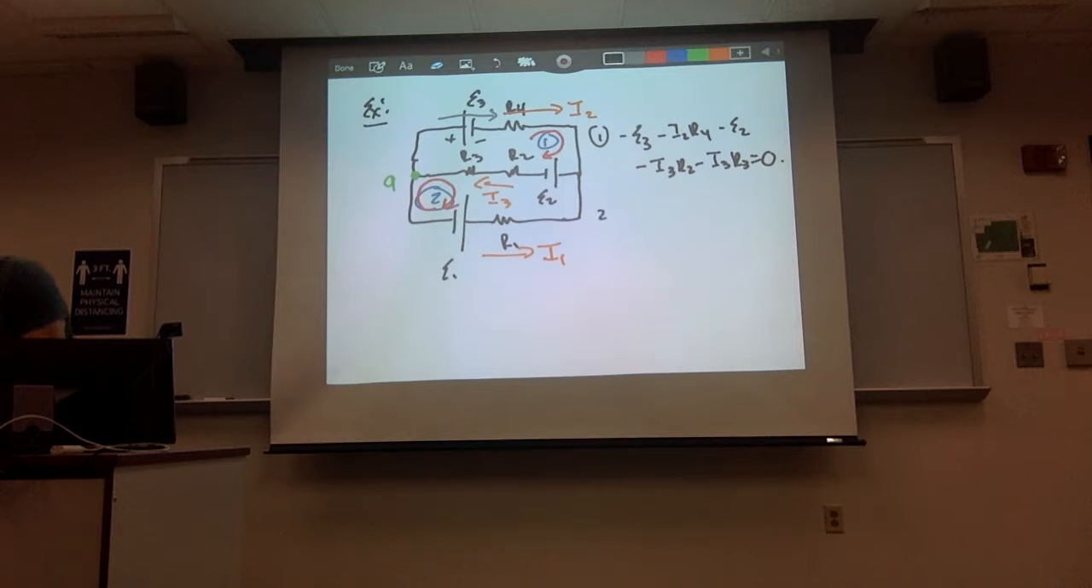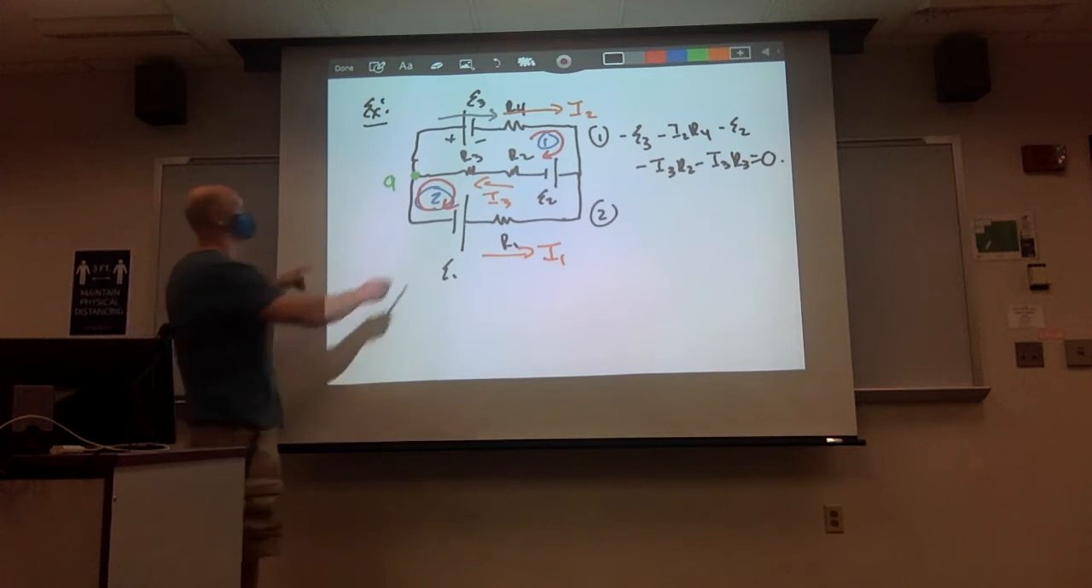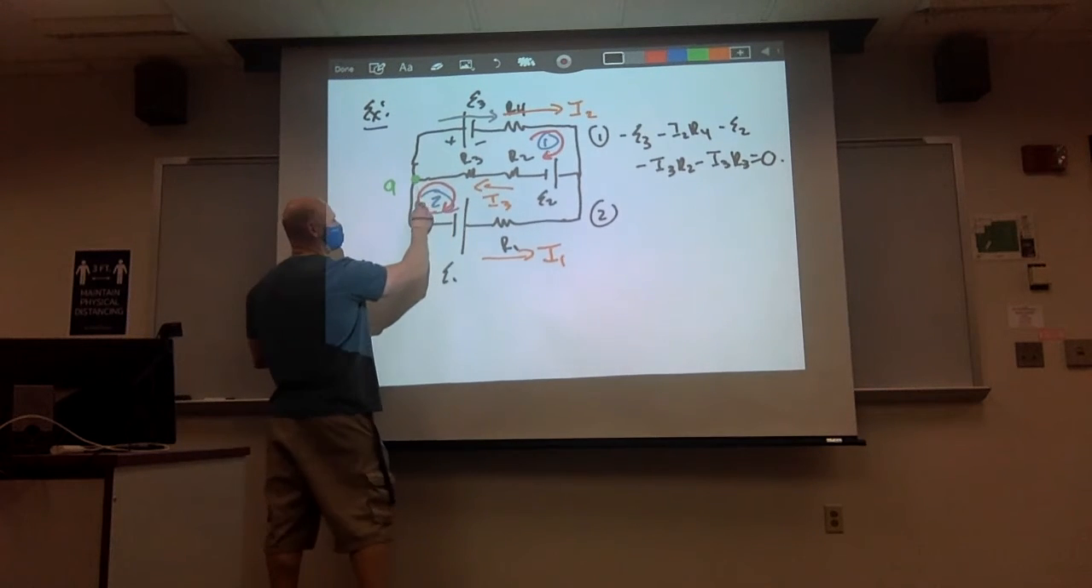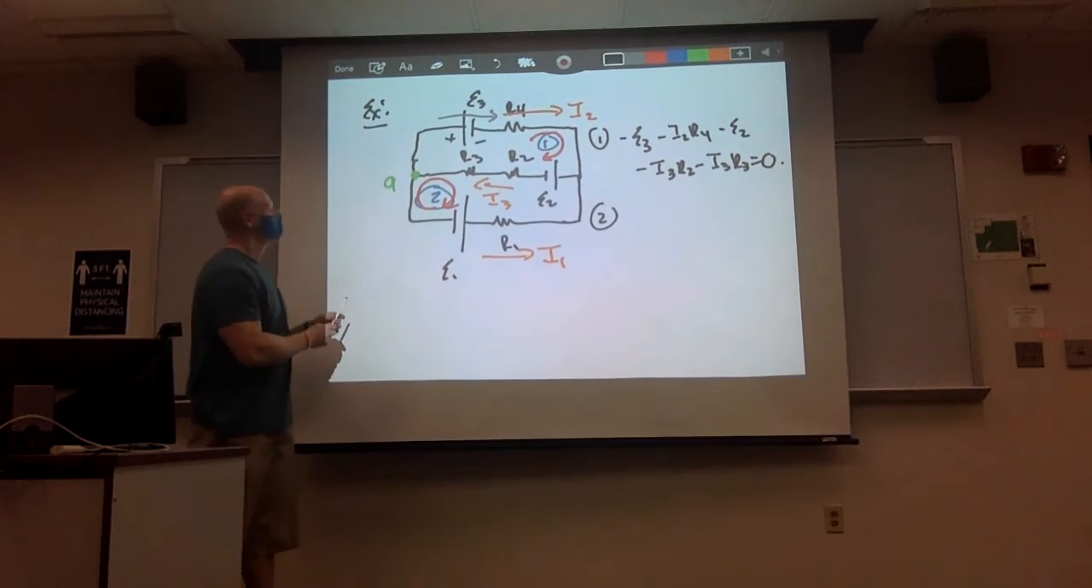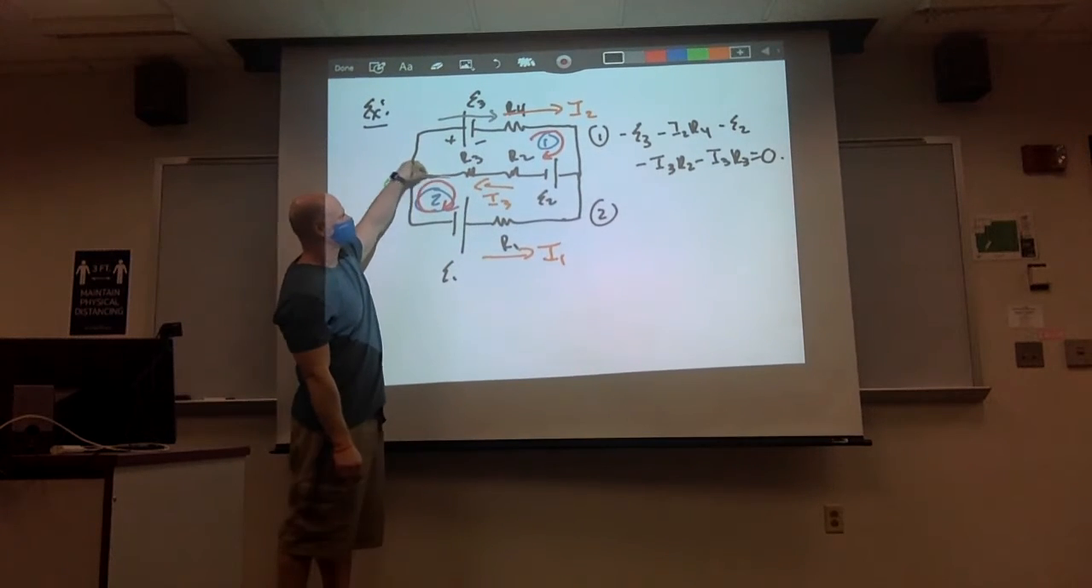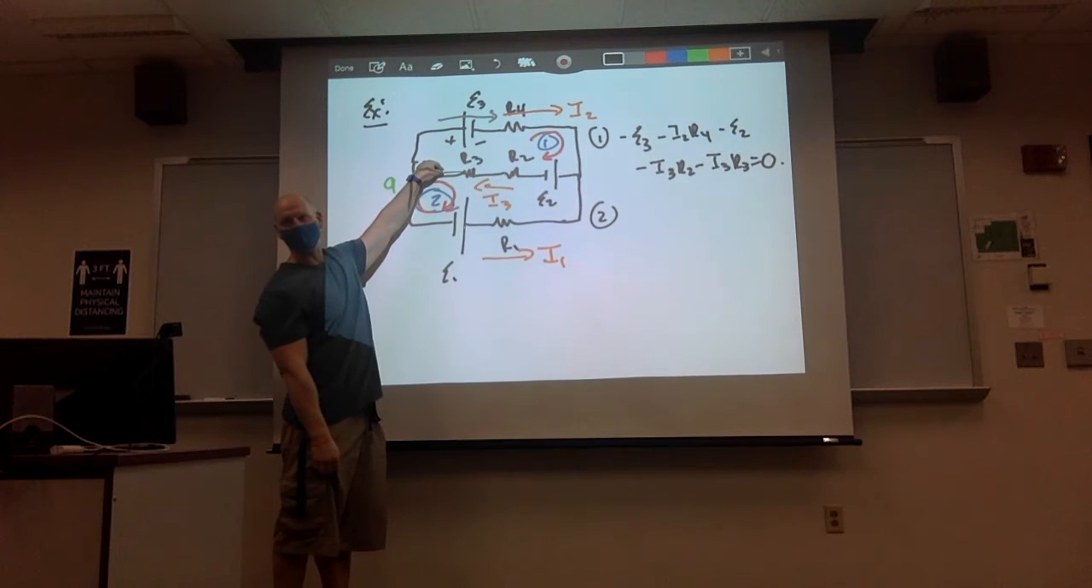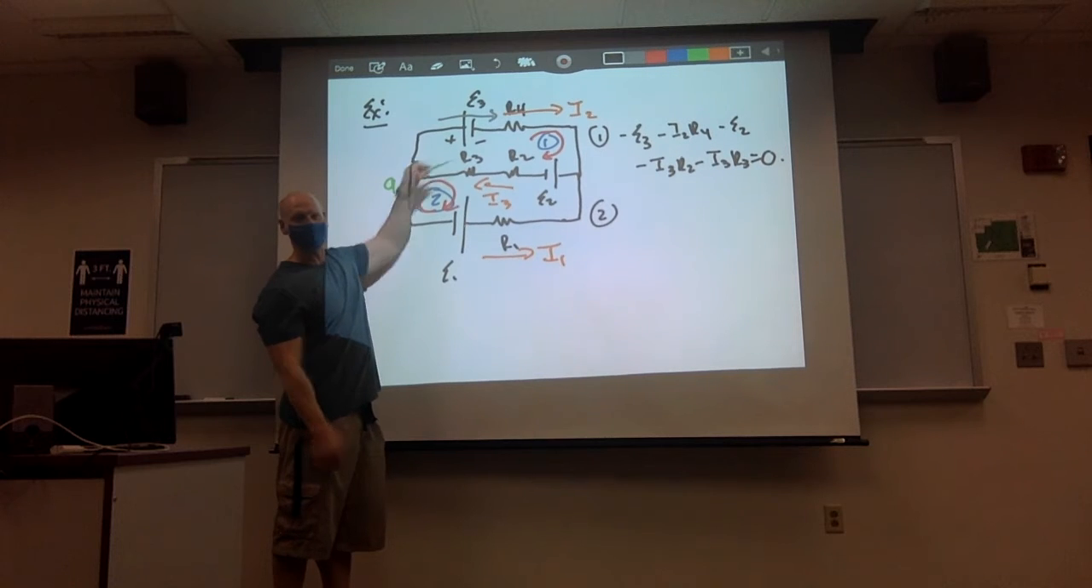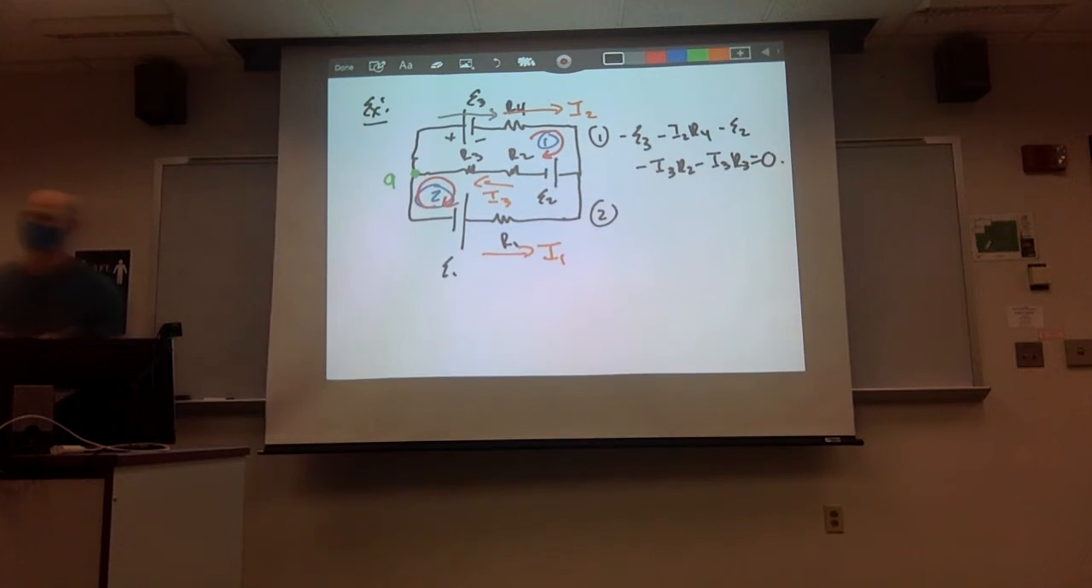Loop number 2. So again, I'm going to go in the clockwise direction. I'm going to start here at A and then go through in this direction. First thing I'm going to come across is R3, and I'm going in the opposite direction as that of the current. So if I go in the opposite direction, is that positive or negative?